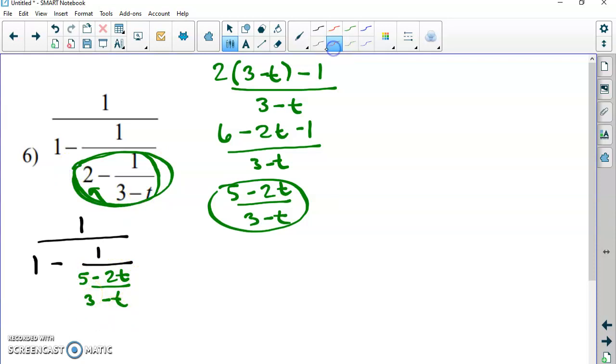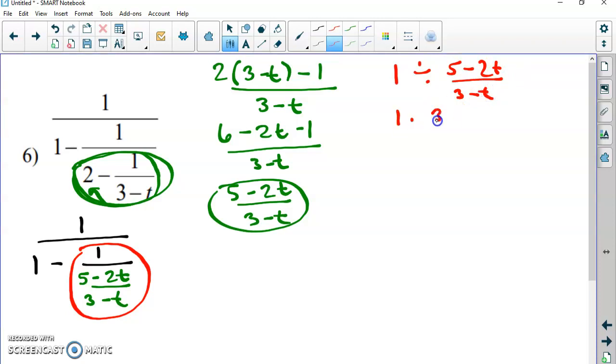Okay, now branching out one more layer. Now we have this. 1 divided by the green. When you divide by a fraction, you flip. So we are going to be flipping the green fraction underneath the 1. Since we have that, I'm going to put it over here. 1 divided by that 5 minus 2t over 3 minus t. So keep, change, flip. 1 times the reciprocal. And that answer is just going to be 3 minus t over 5 minus 2t. So that is what is in red.